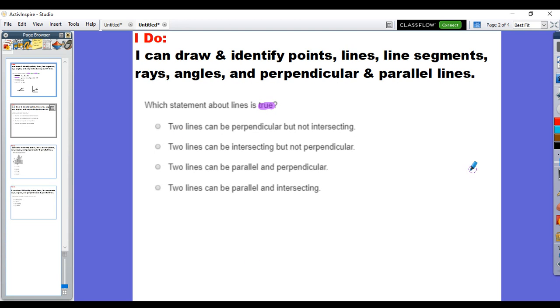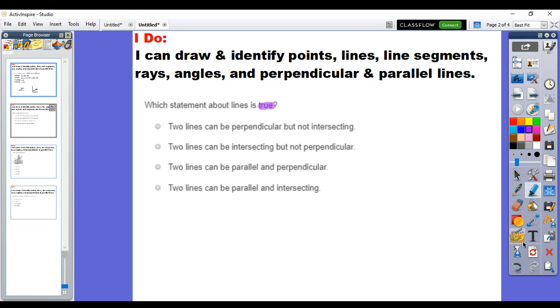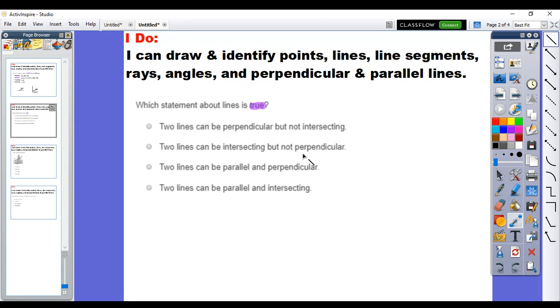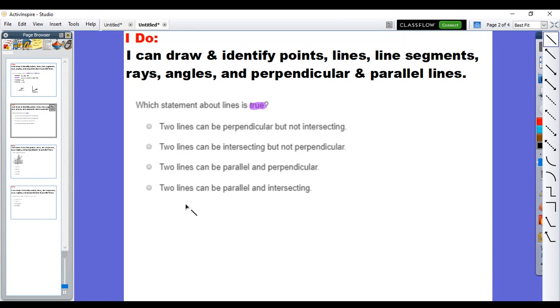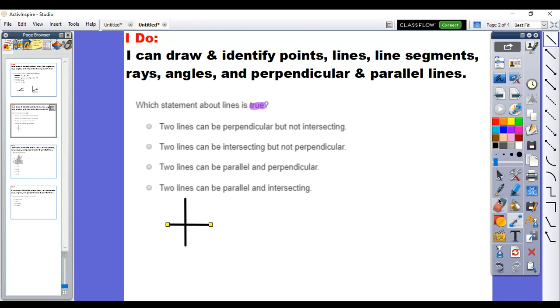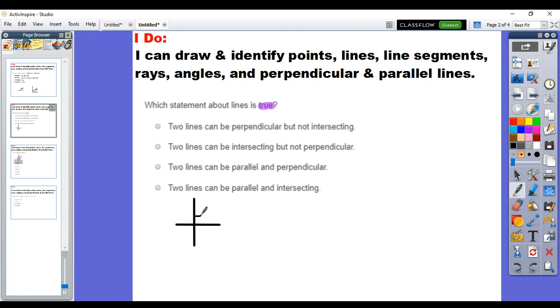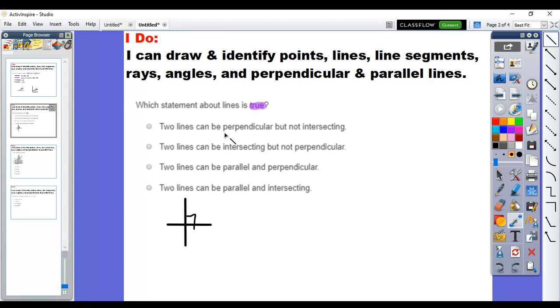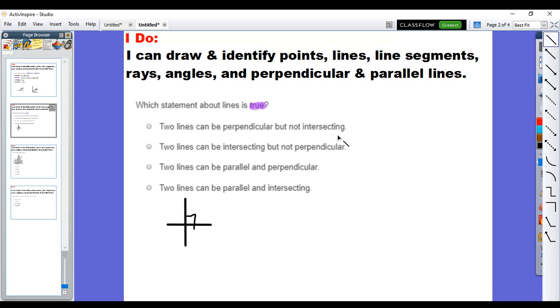Two lines can be perpendicular but not intersecting. So remember, perpendicular is when they cross, they touch. Two lines will touch, they will cross somewhere, but they have to make a 90-degree angle. So two lines can be perpendicular but not intersecting. Well, if it's perpendicular, it's going to cross. So we know that is not true.